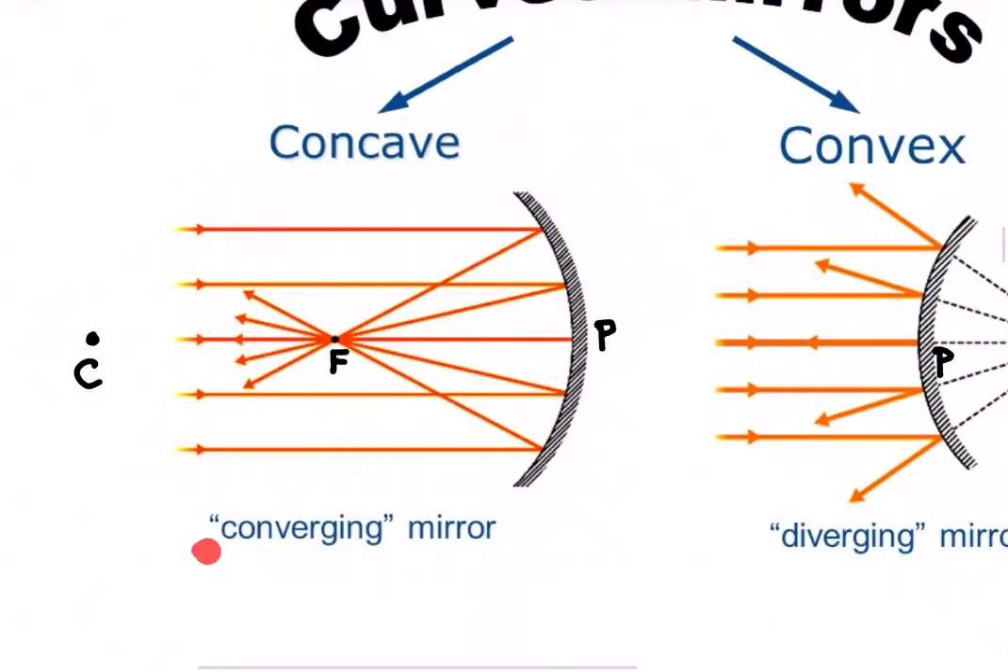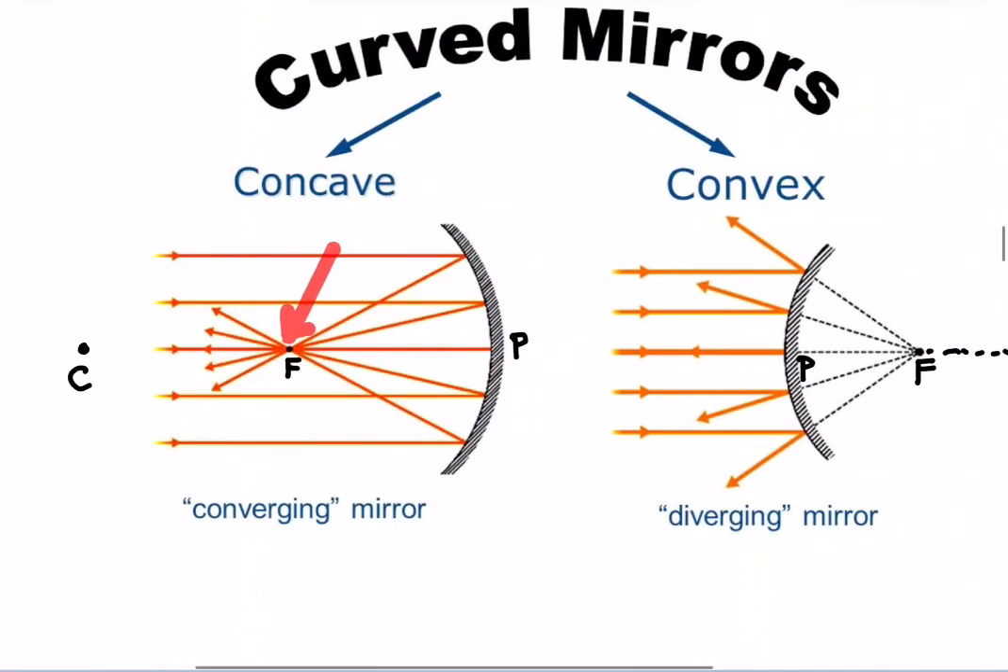The concave mirror is also called a converging mirror because a beam of light traveling parallel to the principal axis converges to one point called the principal focus.